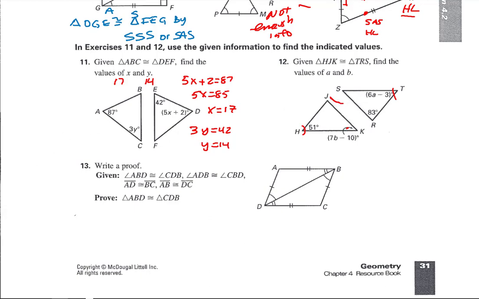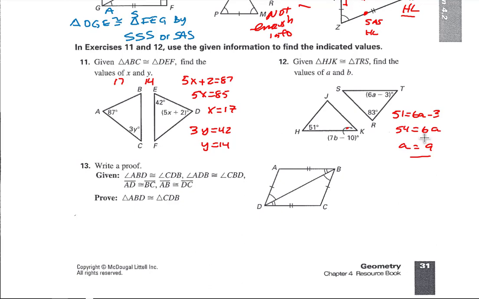Looking at number 12, they tell us that the 2 triangles are congruent to each other. H goes with T, so 51 is equal to 6a minus 31. Add 31 to both sides. 6a is 82, that's going to give us, is that going to work out? Or 6a is 54, which gives us 9 for a.